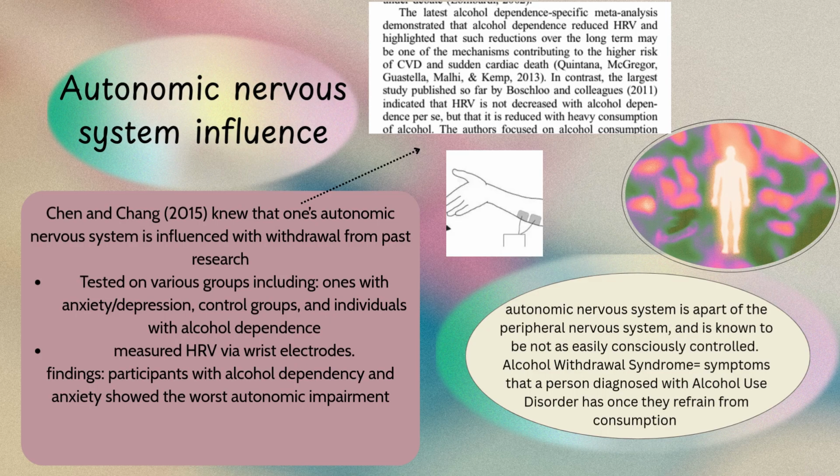HRV was measured by an electrode placed on each wrist, and it is considered that dependence of alcohol and withdrawal have a strong association with excessively increased cardiac risk. Shapiro talked about how HRV is considered to be affected by both the sympathetic and parasympathetic nervous systems. Back to the research, Chen and Chang found that individuals with alcohol dependency and anxiety showed the worst autonomic impairment. Therefore, this pattern shows a higher autonomic and cardiovascular risk.